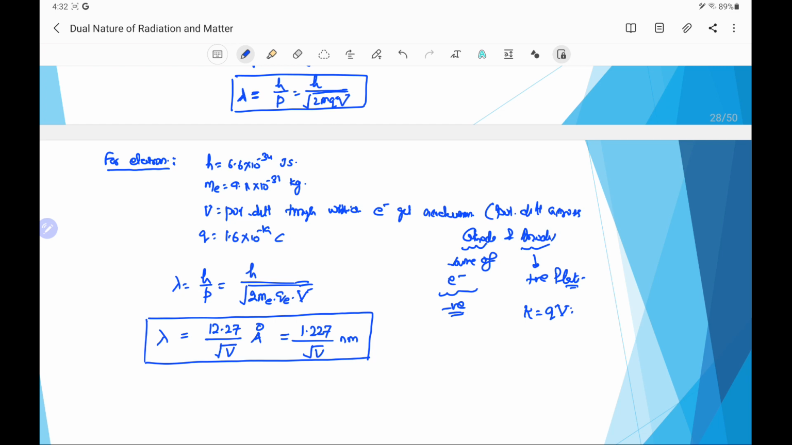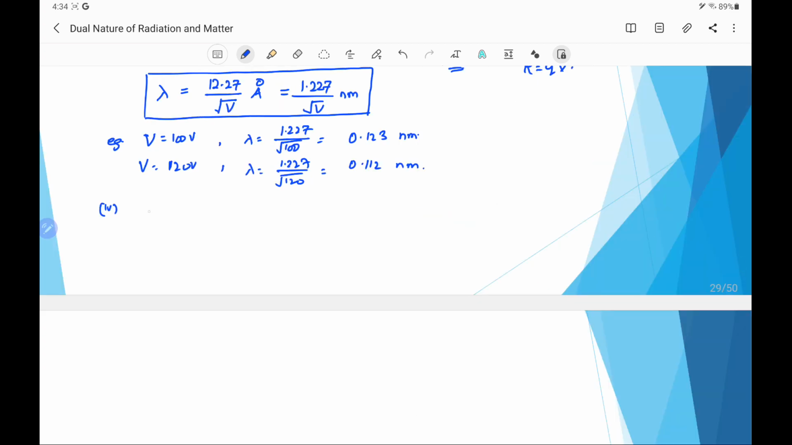So from this formula, we simplified our calculation in a lot of ways, because we have reduced the multiplication by directly using this formula. For example, if we take V equal to 100 volt, then lambda on simplification will become 1.227 divided by root 100, and on simplifying we will get 0.123 nanometer. Similarly, if we take potential difference as 120 volt through which electron is accelerated, then the wavelength of the matter wave associated with the electron will be 1.227 divided by root 120, and it will be calculated as 0.112 nanometer.